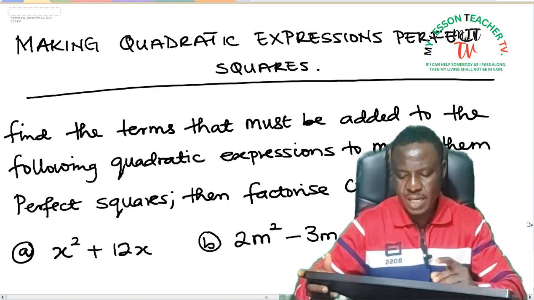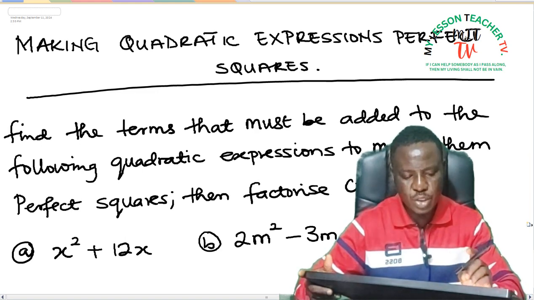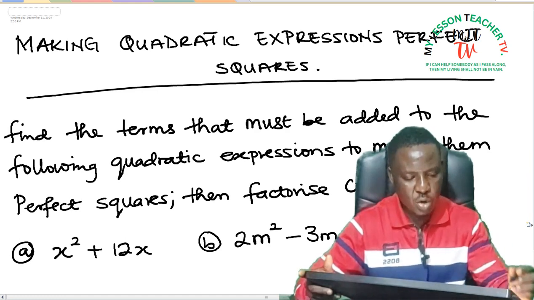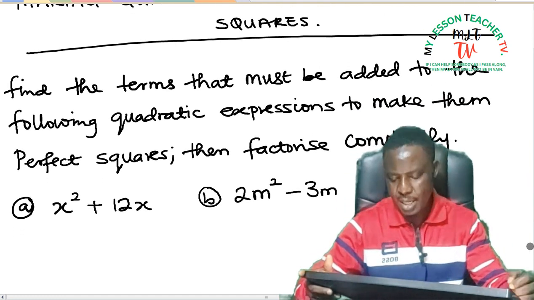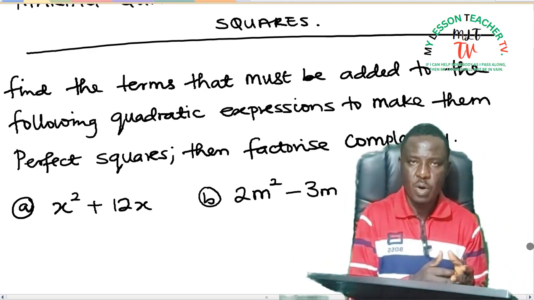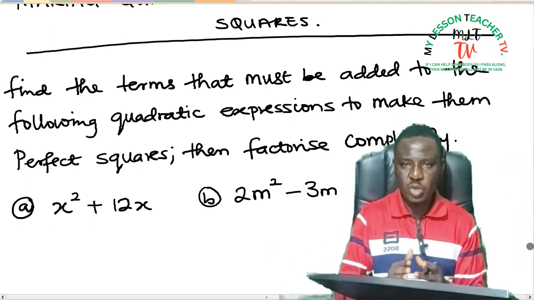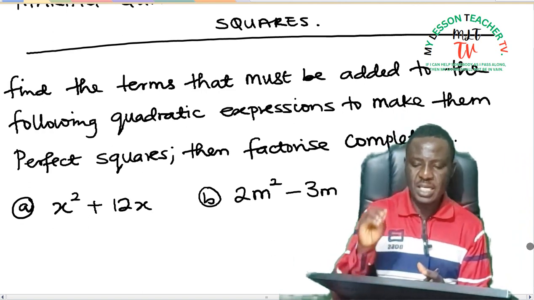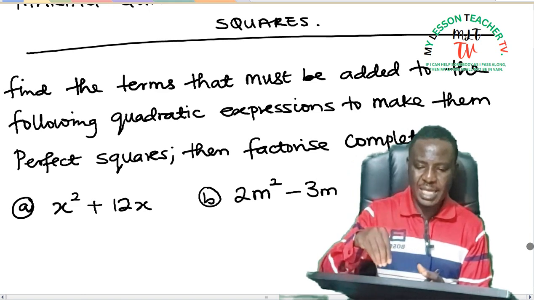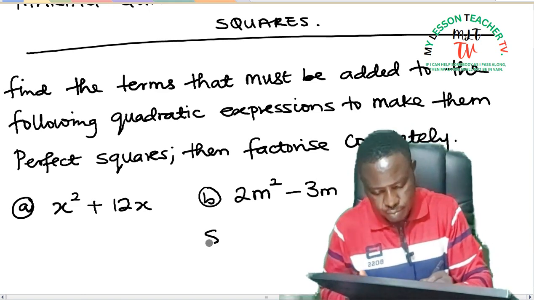The example says we should find the terms that must be added to the following quadratic expressions to make them perfect squares, then factorize completely. Now, these are quadratic expressions, but they are not perfect squares. So the question is, we should find the terms that must be added to make them perfect squares. Solution.